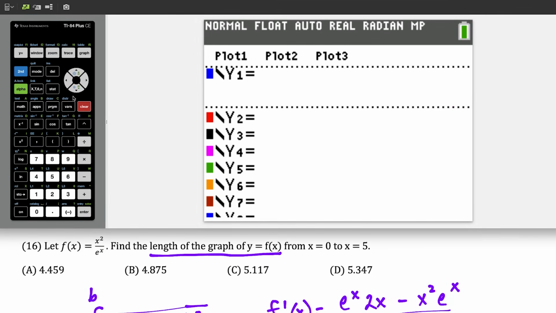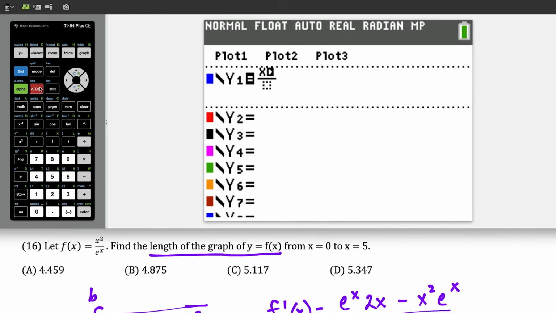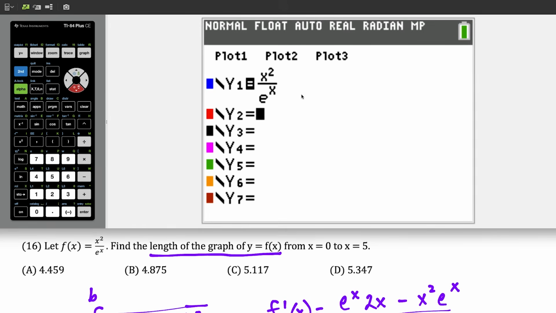So first I'm going to show how to do this entirely with the calculator. Let's pretend I don't know how to take this derivative by hand. I'm going to press alpha y equals enter, and we have x squared in the numerator, and e to the x on the bottom. So that's second ln to pull up e to the x, and then we just type in our x.